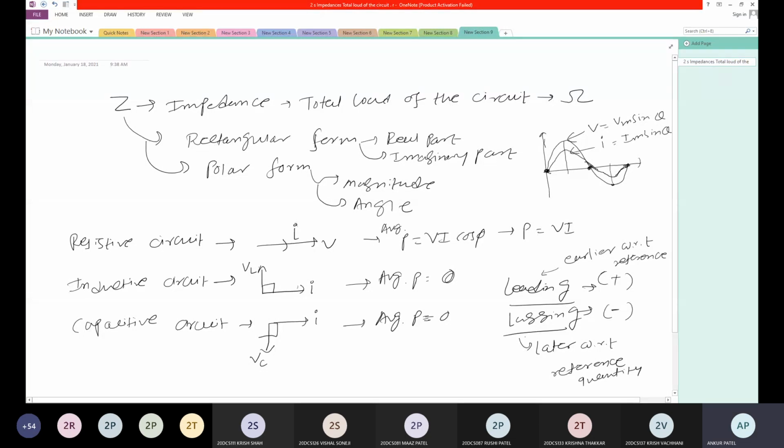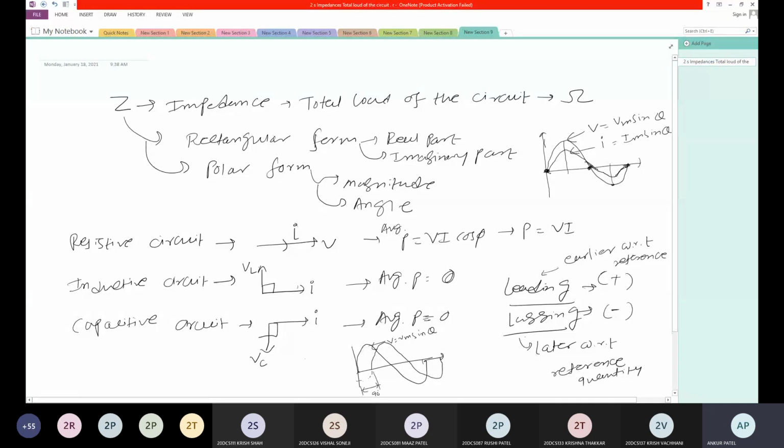For inductive, we know current lags the voltage. So what is our reference quantity? V equals Vm sin theta, and the current is starting from here, by an angle of minus 90.